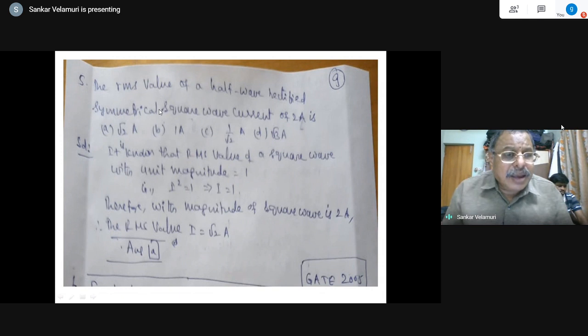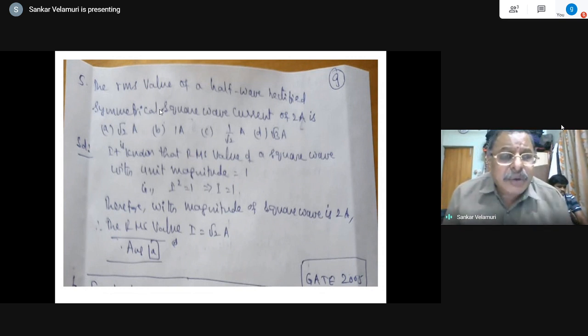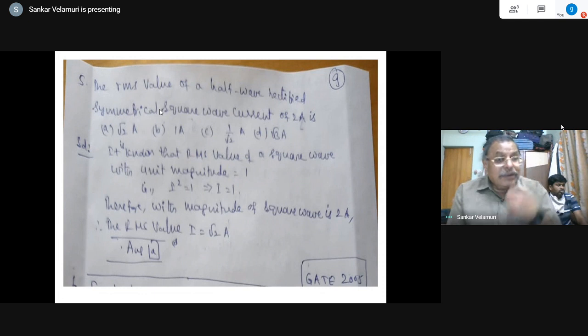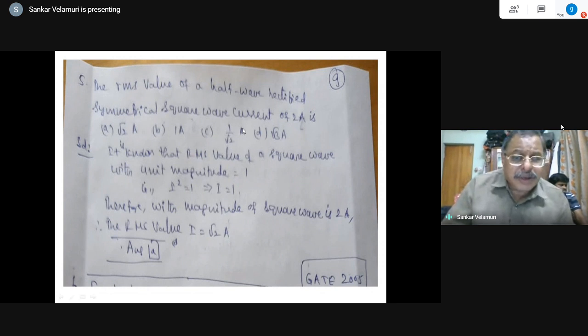So earlier I have mentioned, in the principles, the first few slides in the steady state analysis, that the RMS value of a square wave is unity. So with a magnitude of root 2, okay, with a magnitude of root 2, 2 amperes, the RMS value of the half wave rectified is 2 amperes. So I square is equal to 2 amps. So therefore the RMS value is now root 2.